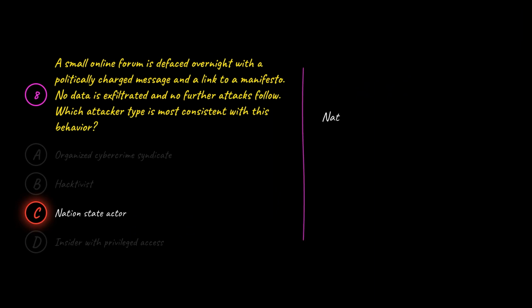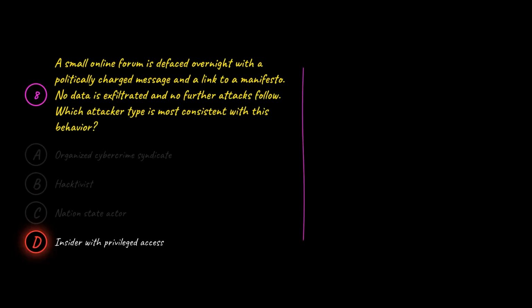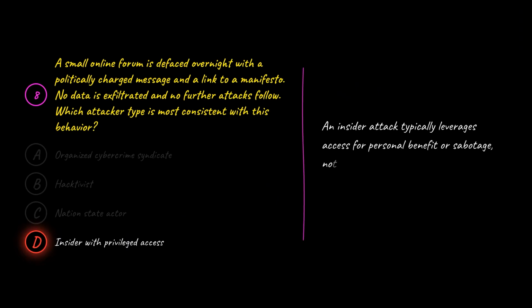C is wrong because nation-state actors prioritize espionage, infrastructure disruption, or long-term access. A loud public defacement with a manifesto would compromise the stealth they require. D is wrong because an insider attack typically leverages access for personal benefit or sabotage, not public ideological messaging on a low-value target.